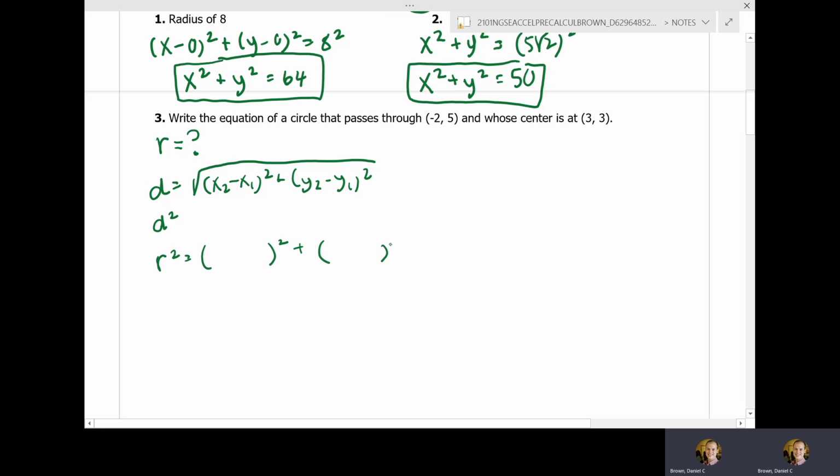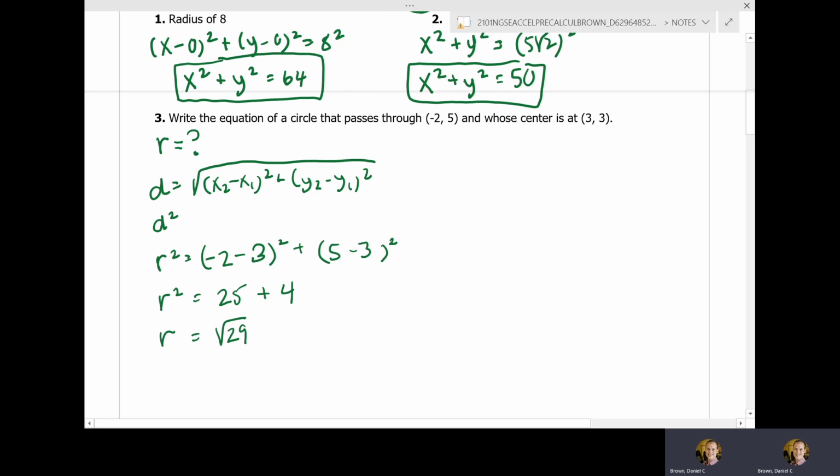And I'm going to go ahead and plug in what I have. So this one is centered at 3, 3, and it's going through the point of -2, 5. Solving for that radius, -2 minus 3 squared, that's -5 squared. 5 minus 3 is 2 squared. So we see that the radius is the square root of 29.